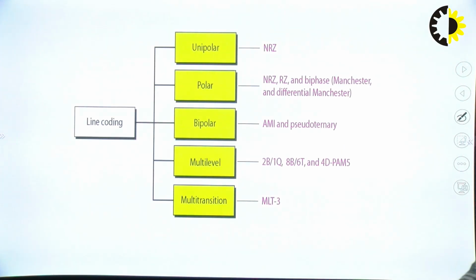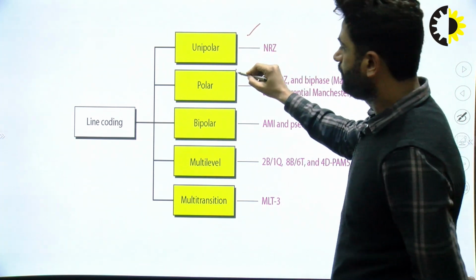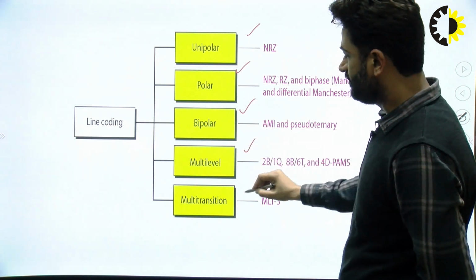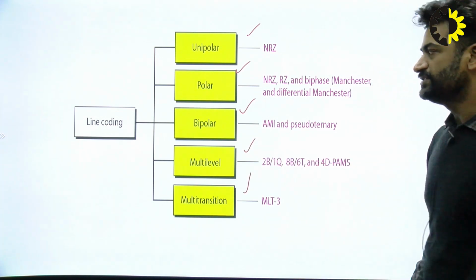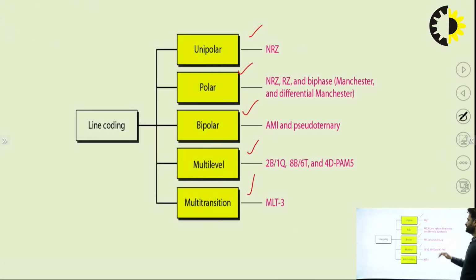Now line coding is further divided into different types: unipolar, polar, bipolar, multi-level, multi-transition. First we will do unipolar NRZ and polar NRZ. In polar we further have Manchester and differential Manchester; bipolar, AMI and pseudo-ternary.